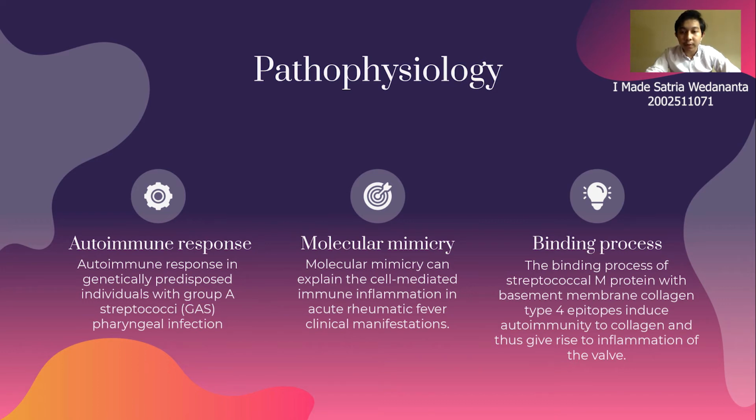Another proposed pathway is that the binding process of streptococcal M protein with basement membrane collagen type 4 epitopes induce autoimmunity to collagen and thus give rise to various manifestations of acute rheumatic fever such as the lesions of the valve of the heart.